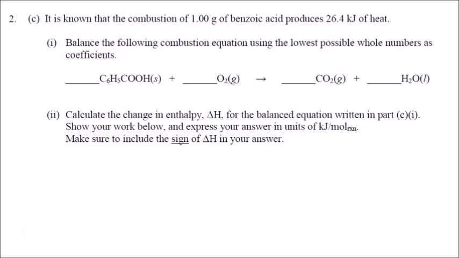In part C, it's talking about a combustion equation. Let's go ahead and balance that equation. We have 7 carbons on the left, so we'll put a 7 in front of the CO2. We have 6 hydrogens on the left, so we'll put a 3 in front of the H2O. Now we have a total of 17 oxygen atoms on the right. And since there are 2 oxygen atoms in benzoic acid, that means we need 15 oxygen atoms to come from the oxygen, O2. So we'll balance the equation by putting a 7.5 in front of the O2. This equation is now balanced.